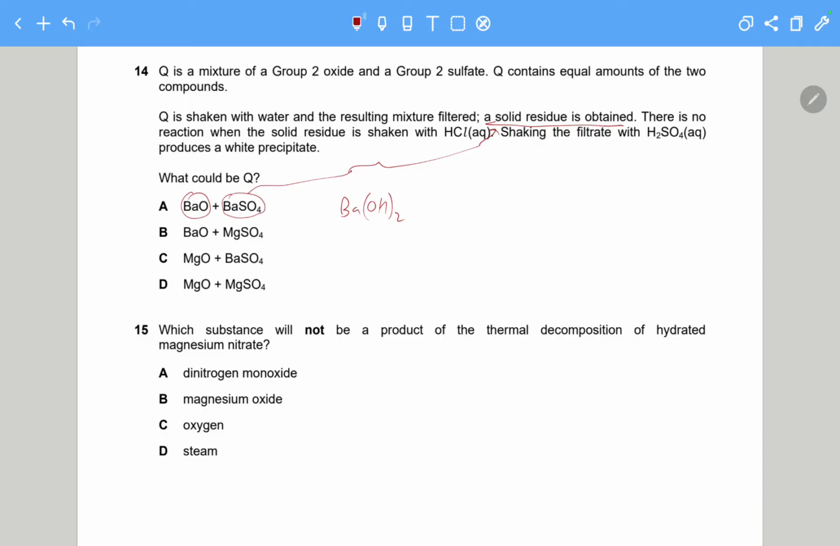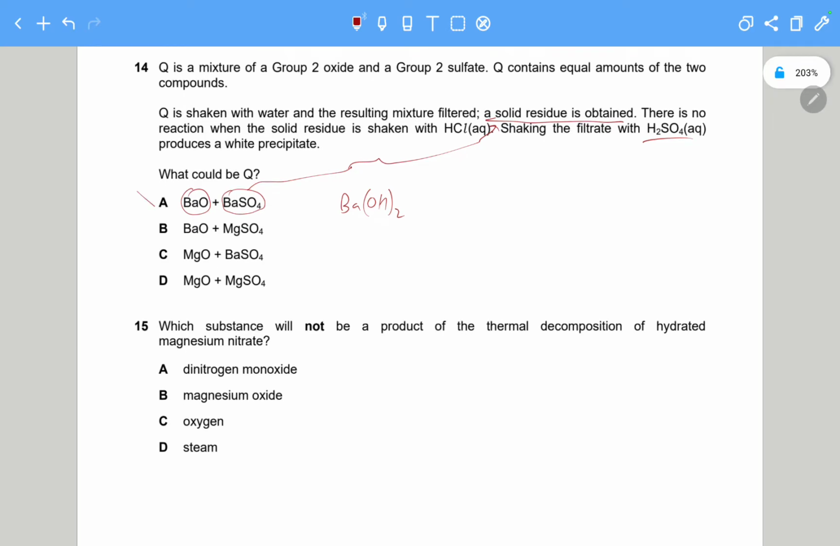If you look at your qualitative analysis sheets, which you need to learn for this paper, you will see that this is the correct answer, because Ba2+ ions give this reaction with H2SO4. It forms a white precipitate, and unsurprisingly the white precipitate is BaSO4. So A looks like a correct option.